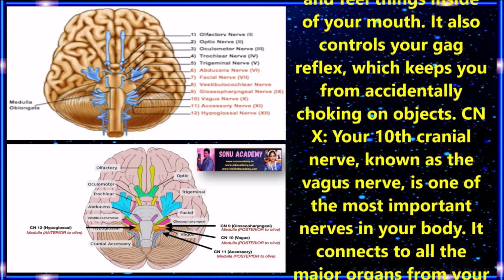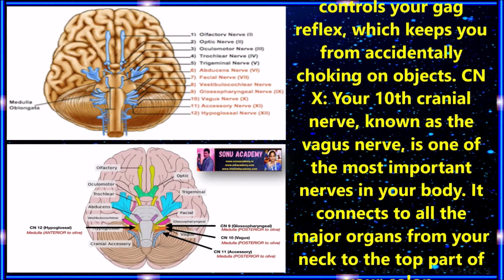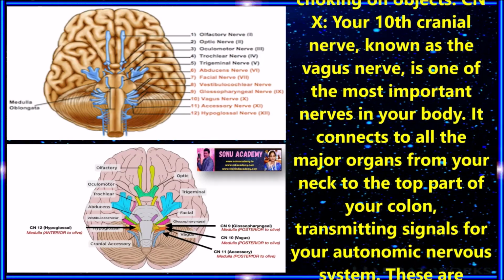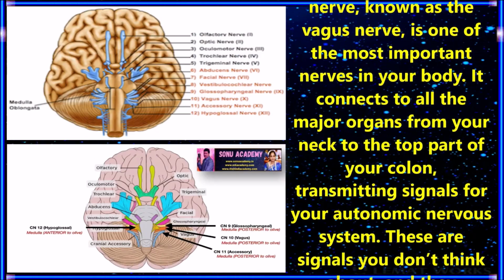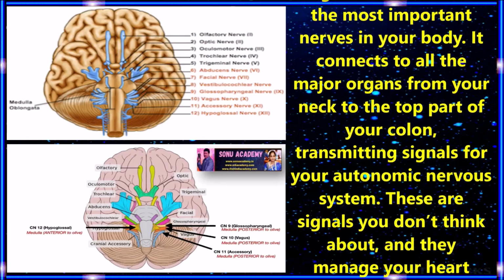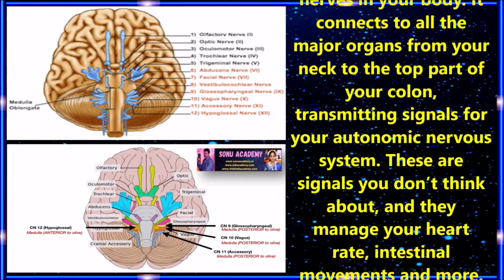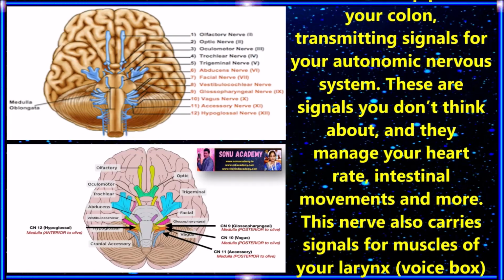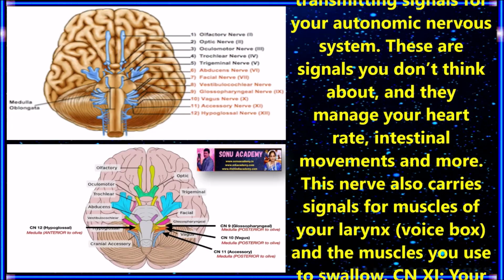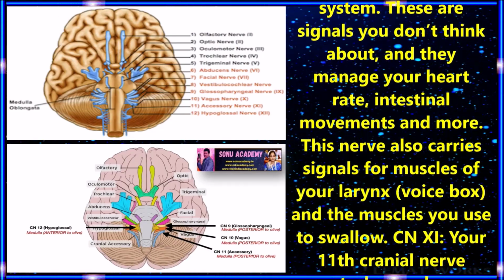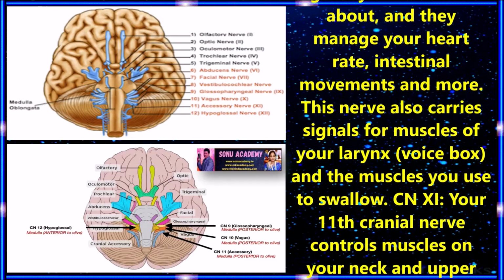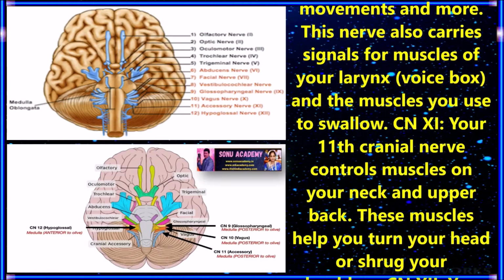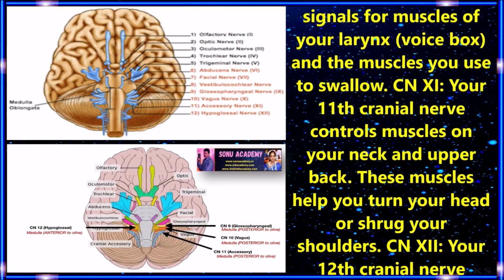Cranial nerve 10. Your 10th cranial nerve, known as the vagus nerve, is one of the most important nerves in your body. It connects to all the major organs from your neck to the top part of your colon, transmitting signals for your autonomic nervous system. These are signals you don't think about, and they may manage your heart rate, intestinal movements and more. This nerve also carries signals to the muscles of your larynx, voice box, and the muscles you use to swallow.